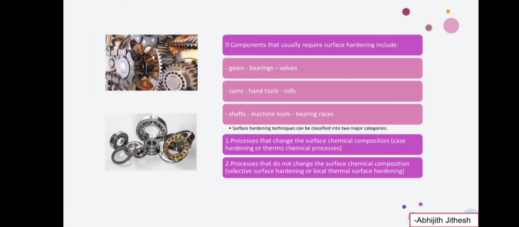Surface hardening techniques can be classified into two major categories: processes that change the surface chemical composition, that is, case hardening, and processes that do not change the surface chemical composition, that is, selective surface hardening.